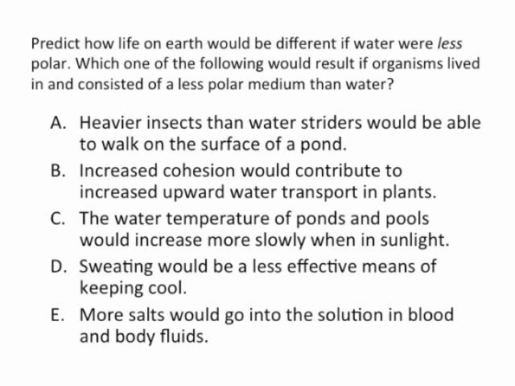So let's go through these. So no one chose A. Heavier insects than water striders would be able to walk on the surface of ponds. Why would that not be the case? Okay, so the whole reason why insects can walk on water is hydrogen bonds, or the cohesive nature of water is holding those molecules together and supporting the weight of the insect. If it was less polar, it would take less force to break them. So heavy insects would definitely fall through.